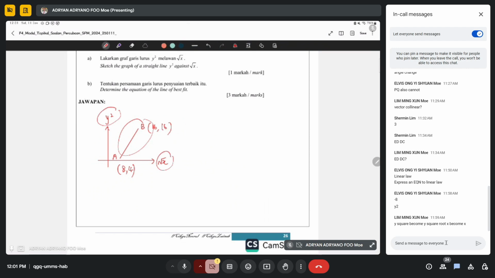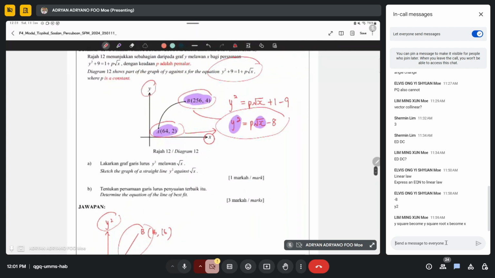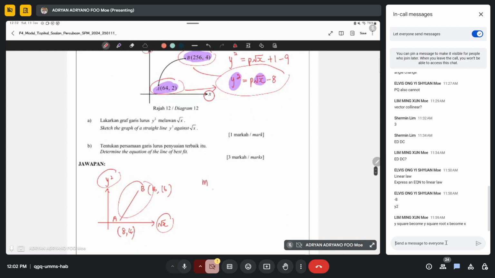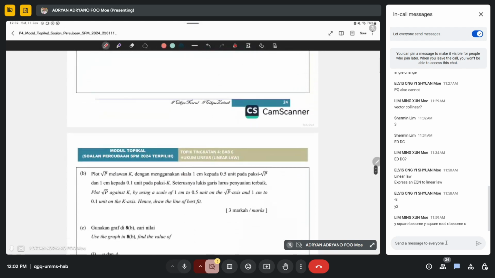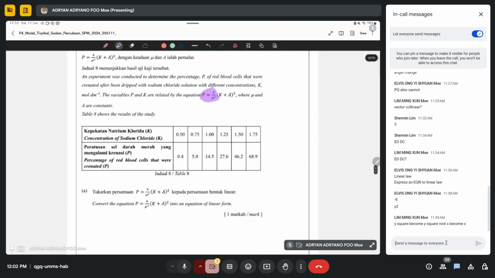Y square become Y square root X become X, yes. Y square become y, set x become x. Okay so you just sub, then 你现在有了两个 point, 找它的 gradient, gradient 等于 p. Okay 你有了 p then 你就可以 form 它的 complete equation. That's why 3 marks only. This is theory for linear law, 所以 linear law 它不会出得很难很简单罢了. Okay let's say this one is a bit difficult.